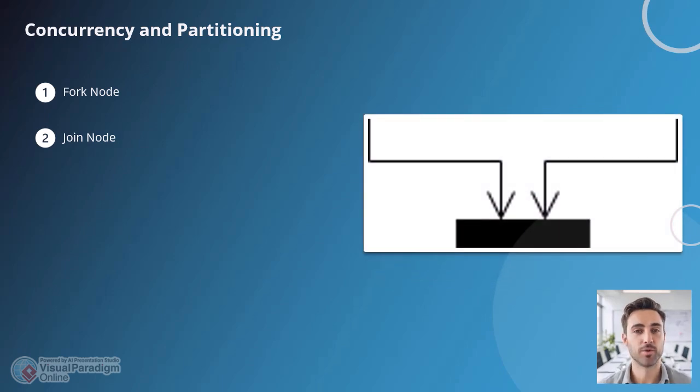A join node brings parallel flows back together. It ensures that all concurrent activities complete before the process continues to the next step.